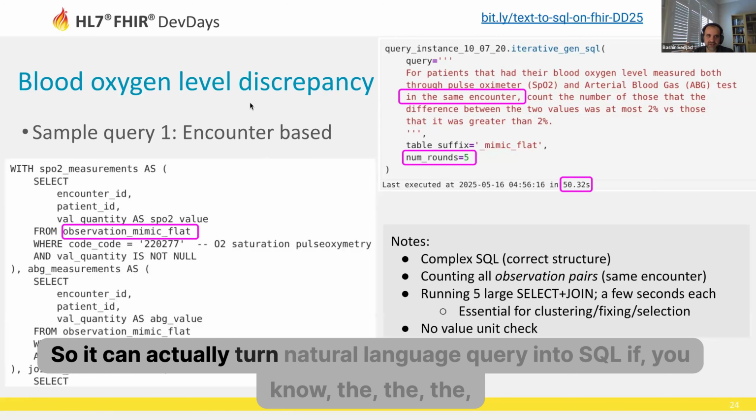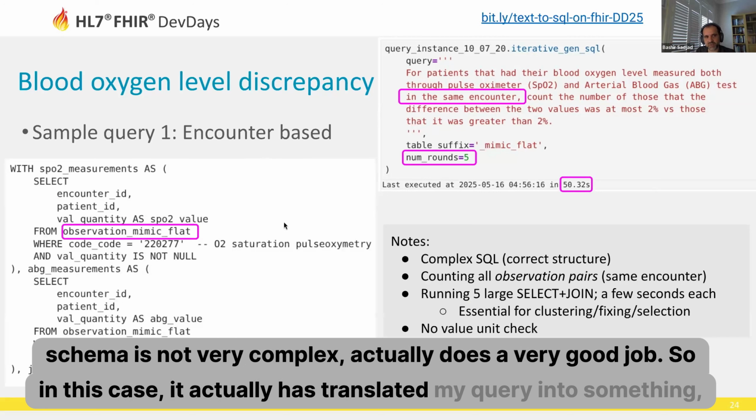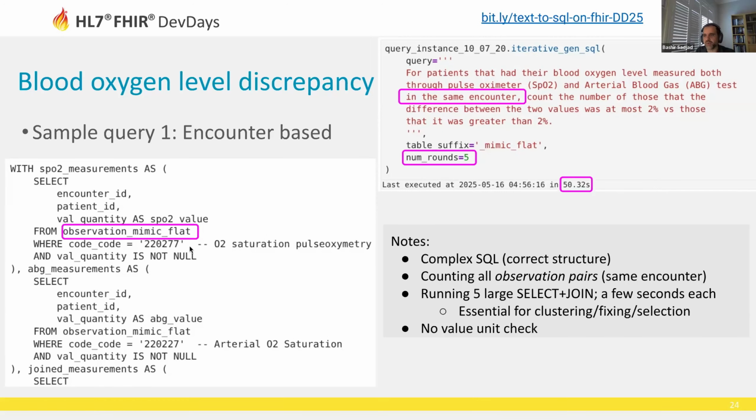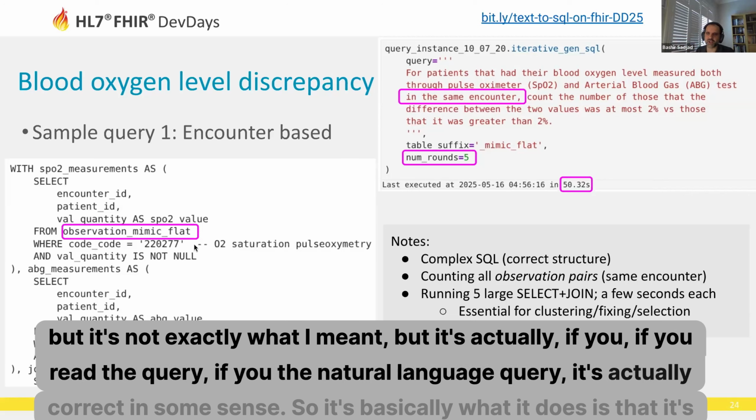So it can turn a natural language query into SQL if the schema is not very complex. It does a very good job. In this case, it has translated my query into something, but it's not exactly what I meant. But if you read the natural language query, it's actually correct in some sense.